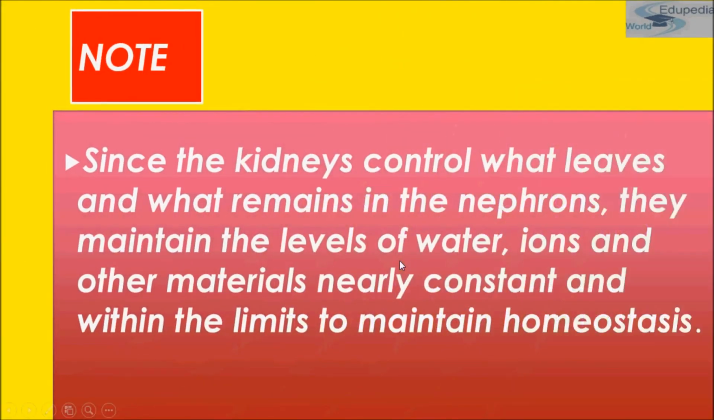Now please note that since the kidneys control what leaves and what remains in the nephron, they maintain the level of water, ions and other materials nearly constant, and that's the reason that it maintains the homeostasis condition in the human body. Okay.